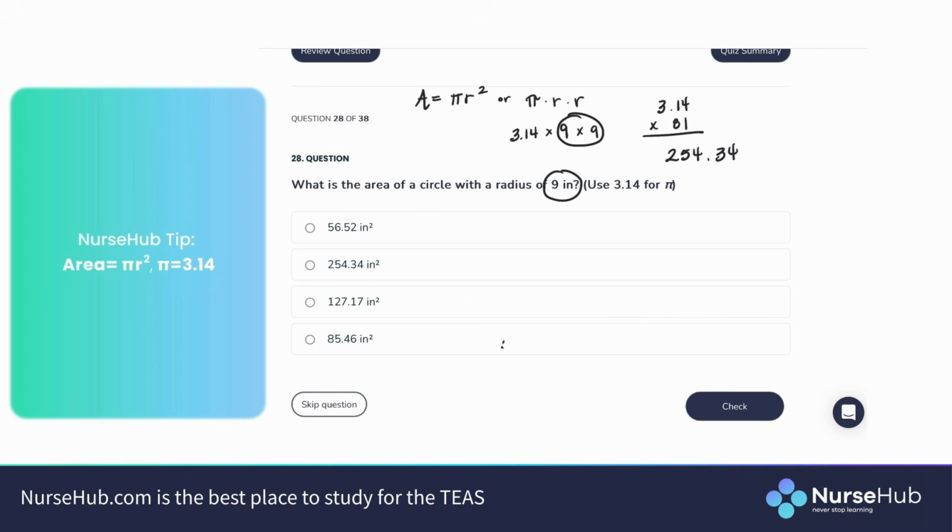254.34. Our units are inches, and area always has a squared. So it's 254 and 34 hundredths inches squared. There we go.